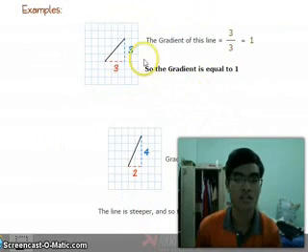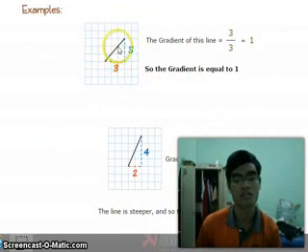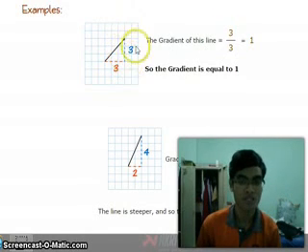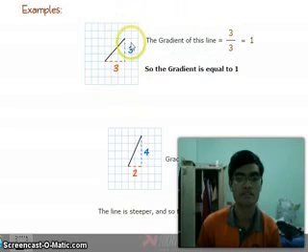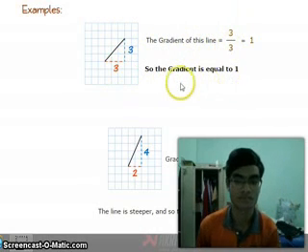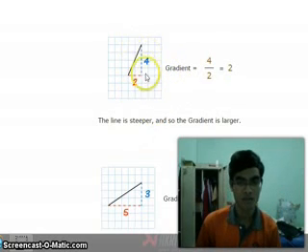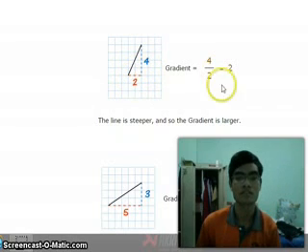For example, this straight line has 3 units on the y-axis and 3 units on the x-axis. We just need to divide them, and the gradient that we get is 1. If the change on the y-axis is greater than on the x-axis, the gradient becomes larger, or steeper.